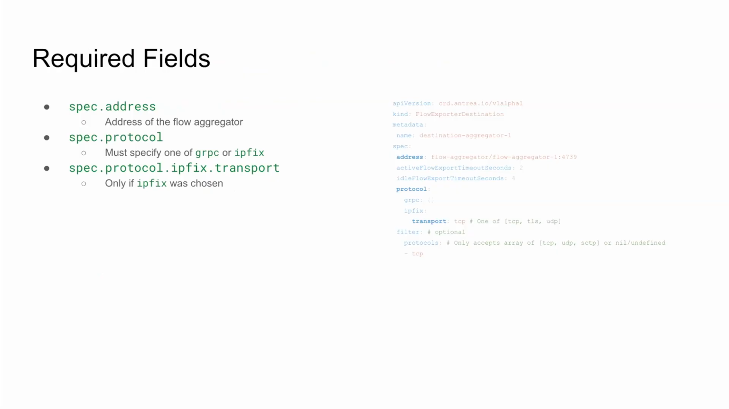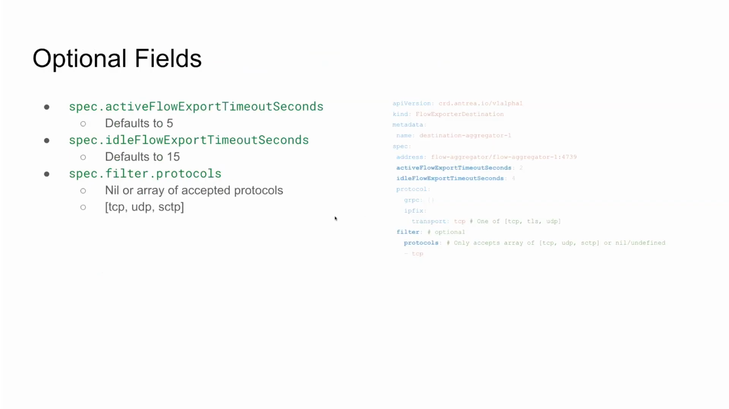The required fields, of course, are the protocol to be used, the address of the flow aggregator, and in case of IPFIX, the specification of the transport is mandatory. These are the optional parameters, which are the timeouts and the filter.